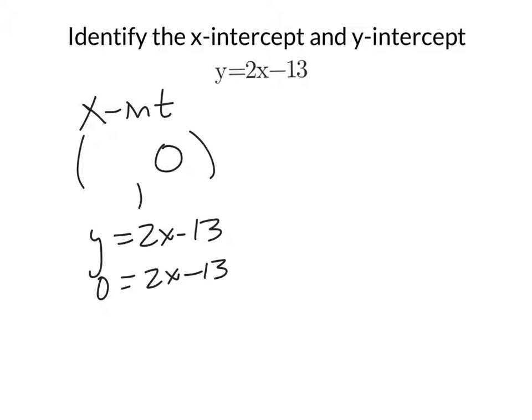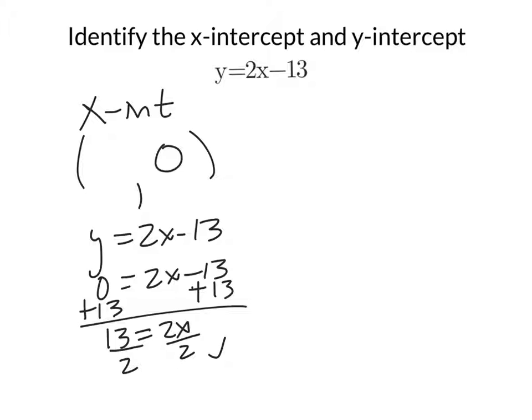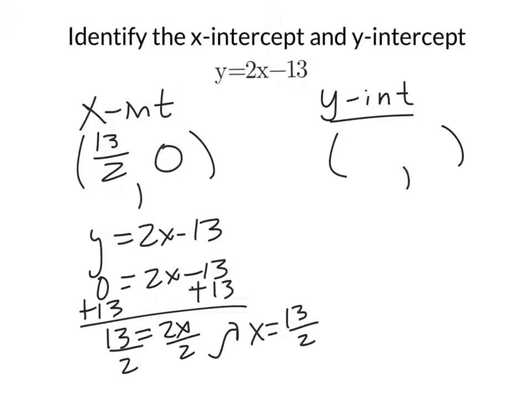To solve for x, I need to isolate this x. So let's start by eliminating the constant term, and we'll do that by adding 13 to both sides. And we get 13 is equal to 2x. We'll divide both sides by 2. And then, I'm running out of space here, x is equal to 13 halves. So our x-intercept is 13 halves because that's the x value of the point where the line crosses the x-axis.